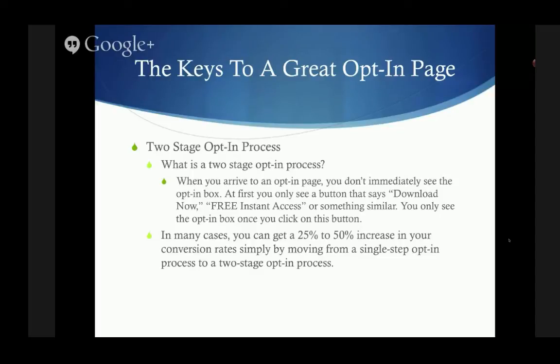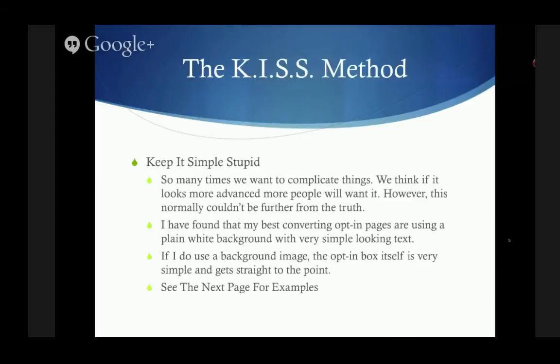So you can always test it for yourself. I mean, always split test it if you want, so you can see which one converts better for you. But I've seen a huge increase moving over to the two-stage opt-in process. All right. You've seen it, you heard about it, you know it. It sounds stupid at this point, and then that's in the more KISS method.